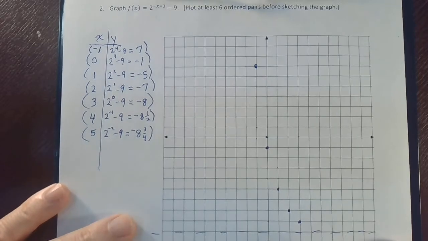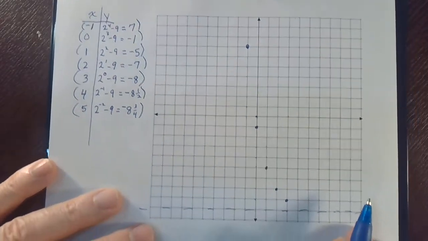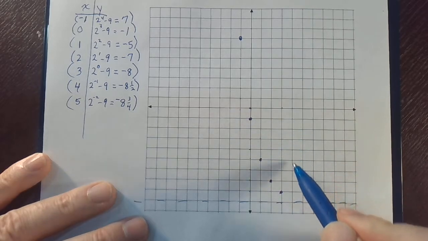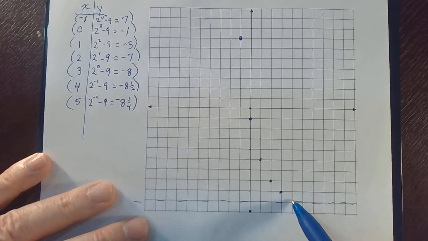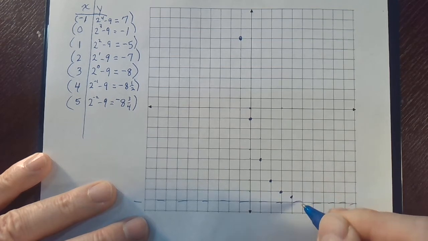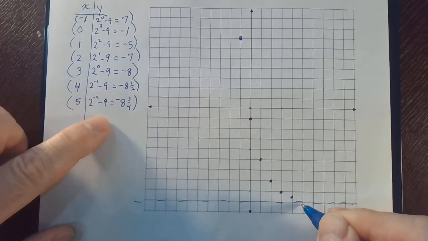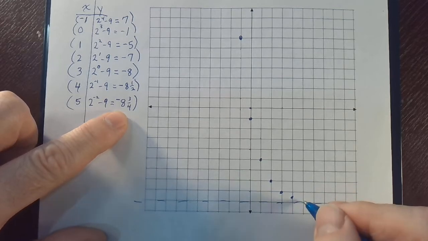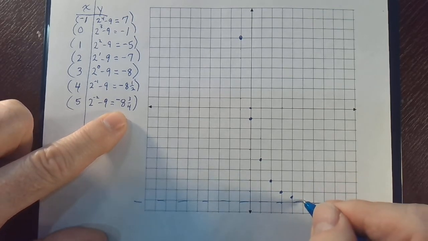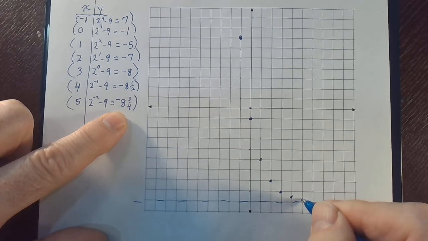Okay, let's plot those points. 4, negative 8.5. 1, 2, 3, 4. Go down to 8 and 8.5. So it's going to be right in the middle of this. It's going to be right there. And then if we go over to 5, it's going to be negative 8 3/4, which is getting closer to negative 9.